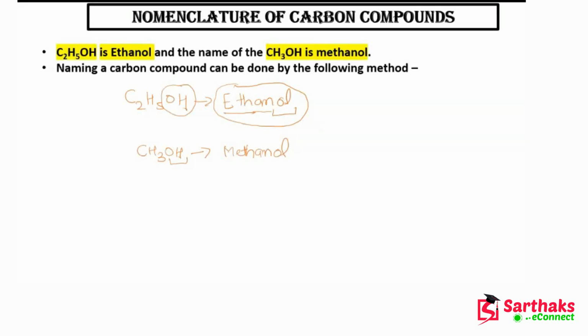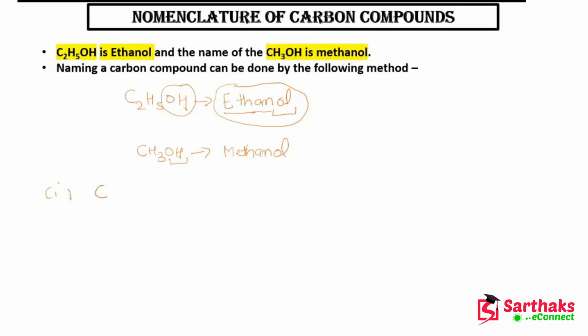Now, I will tell you how we identify the name of a compound. How do we give names to compounds? The first step is that you have to identify the number of carbon atoms in the compound. Let us suppose that if there are 3 carbons present, we will use propane. We will use what? Propane.